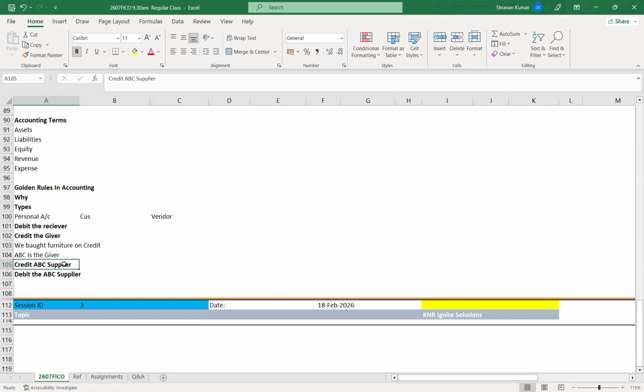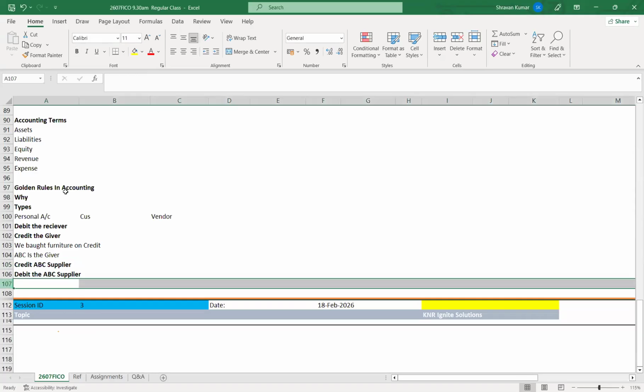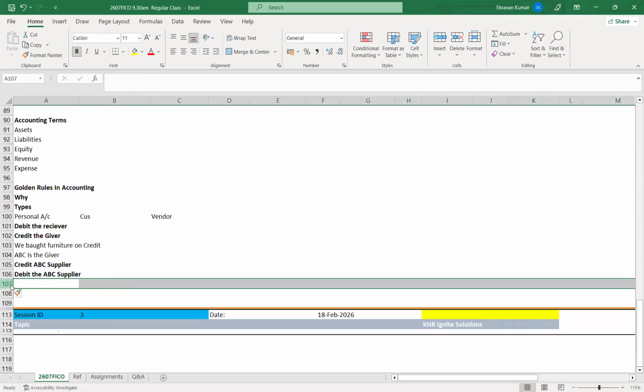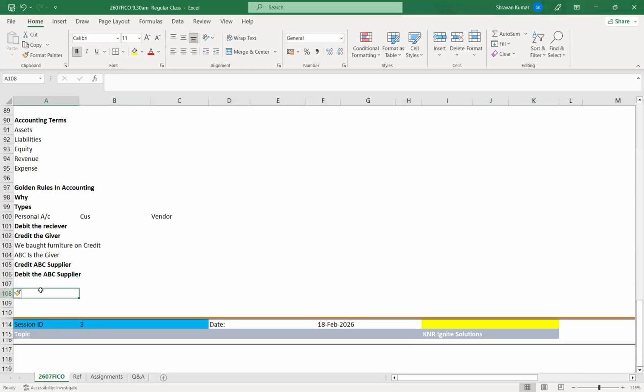But later on, what happens? We are ready to pay the supplier. At that time, as per the accounting rule, who receives the money? The supplier. So at that time we will debit the supplier. So that is about the personal account. And moving on to the next, that is the real account.